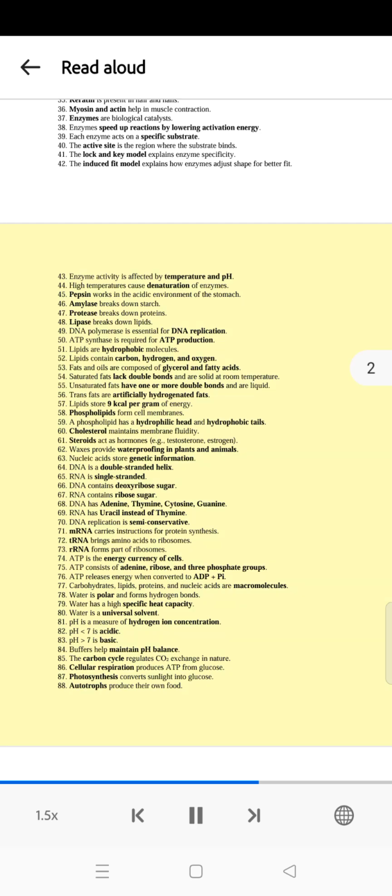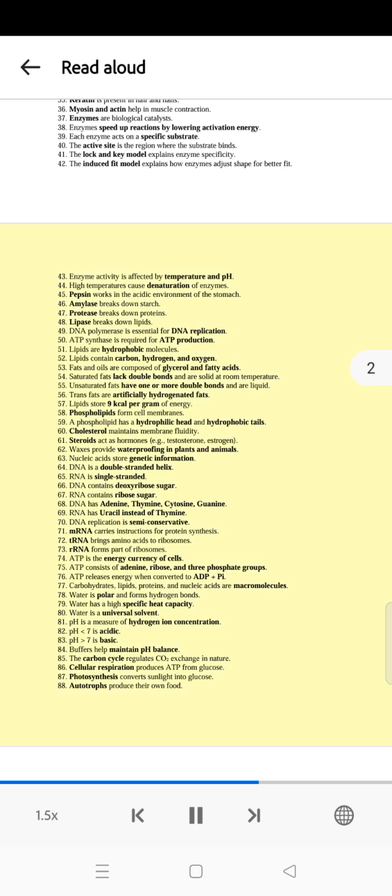Carbohydrates, lipids, proteins, and nucleic acids are macromolecules. Water is polar and forms hydrogen bonds. Water has a high specific heat capacity. Water is a universal solvent.